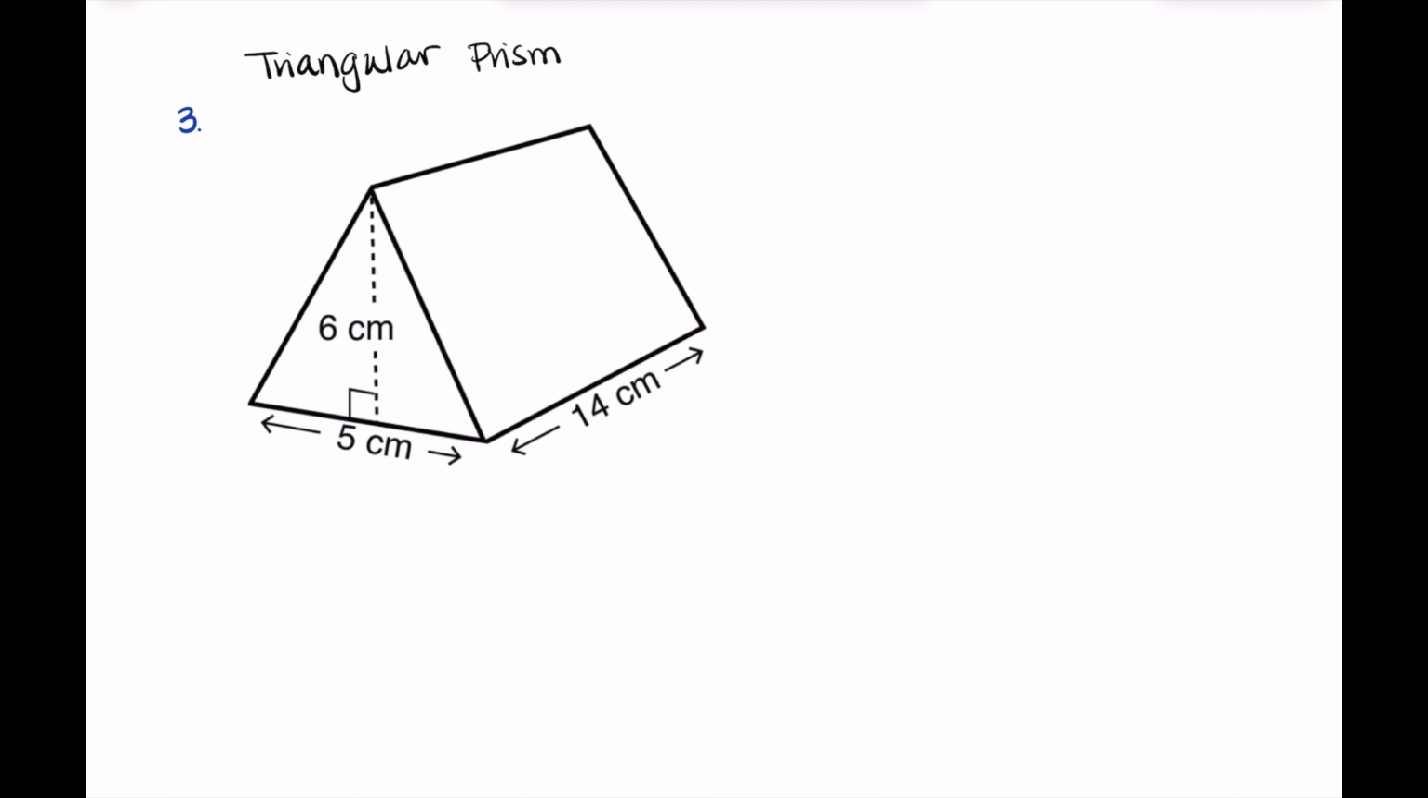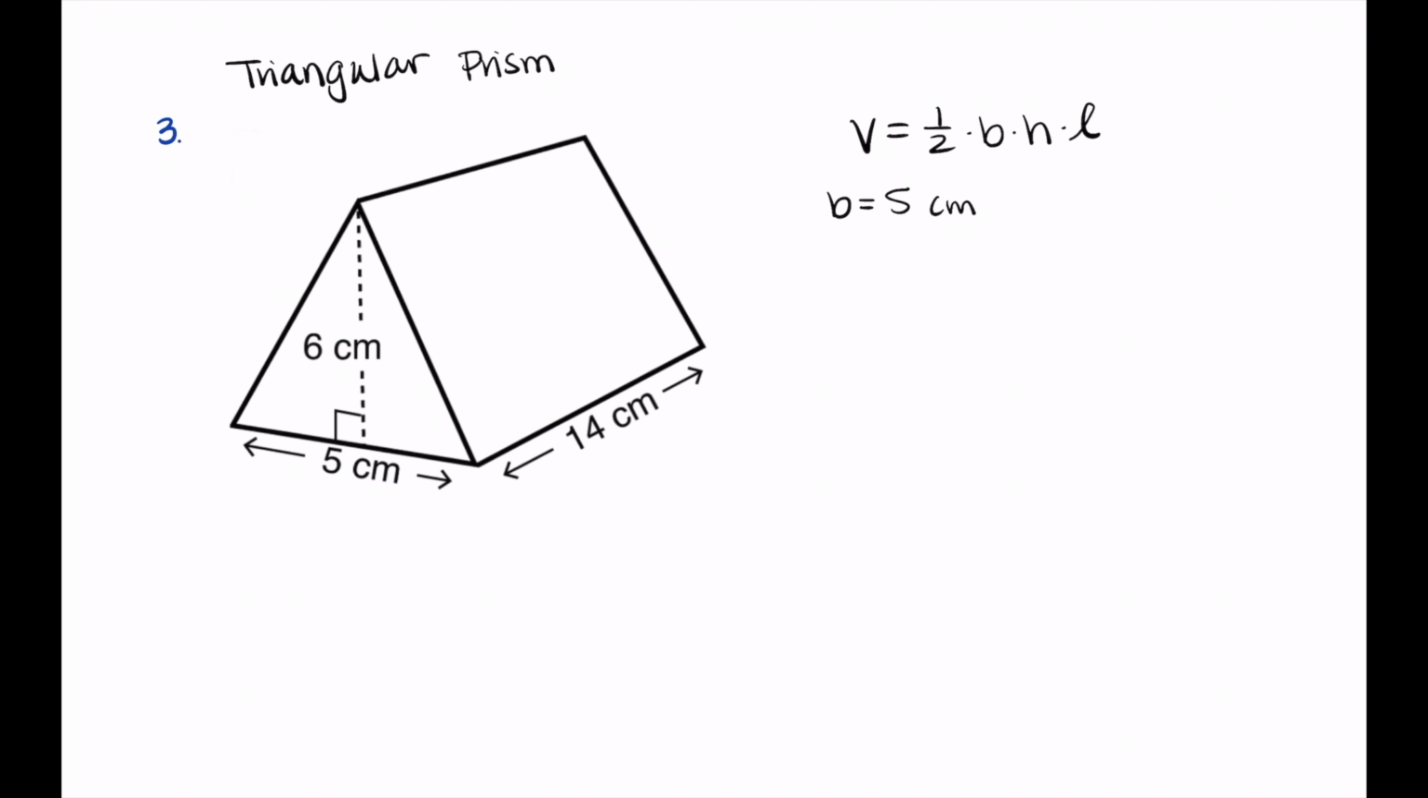And if we write out the volume equation here, we remember that the equation is V equals 1/2 times B times H times L. In this example here, our base is 5 centimeters, our height is 6 centimeters, and our length is 14 centimeters. So all we're gonna do here is we're just gonna plug in. So we have V equals 1/2 times 5 times 6 times 14.